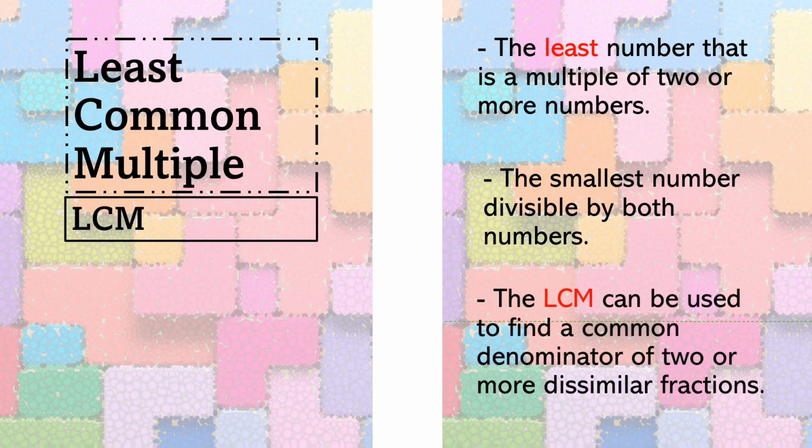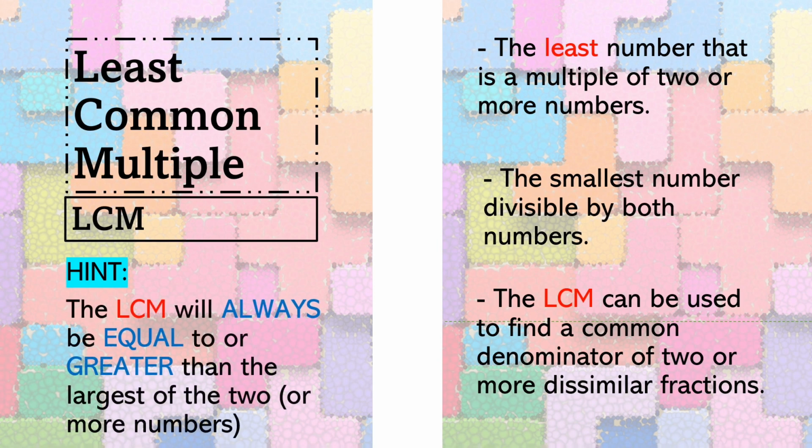Now, the LCM can be used to find a common denominator of two or more dissimilar fractions. By the way, video tutorials on operations on dissimilar fractions are also available in this channel. Now, a hint to find the LCM: the LCM will always be equal to or greater than the largest of the two or more numbers.